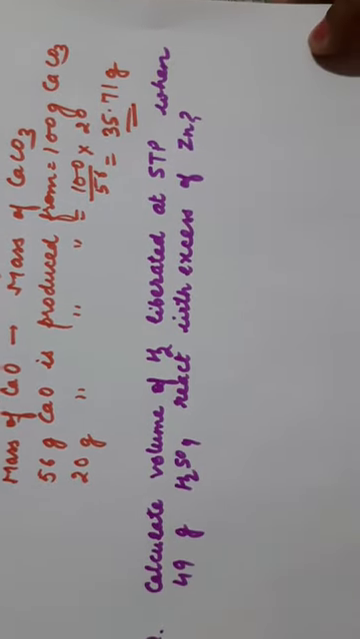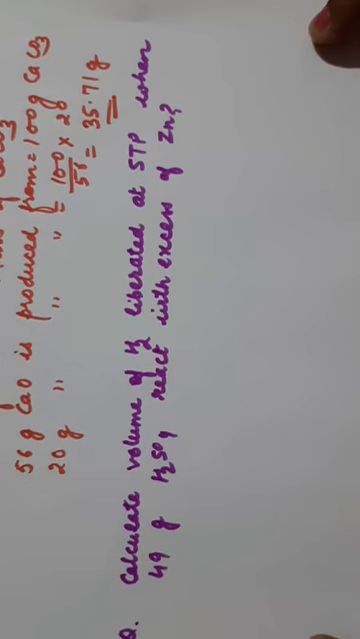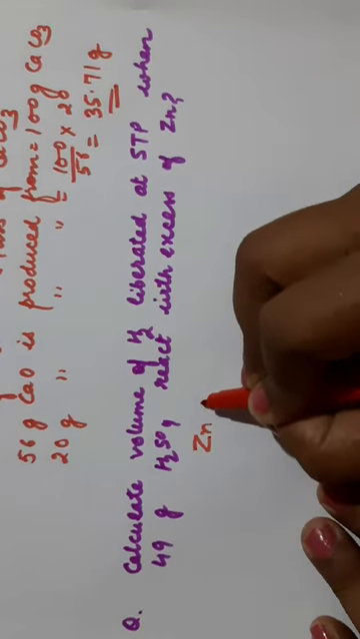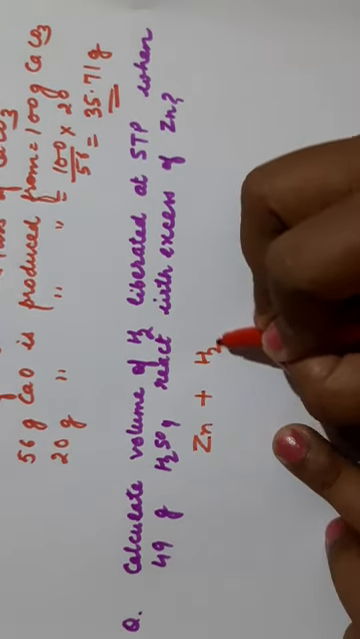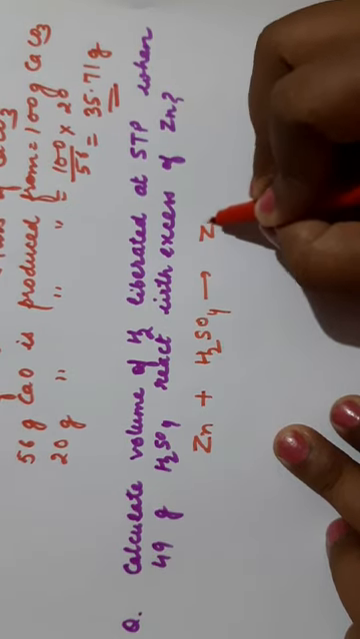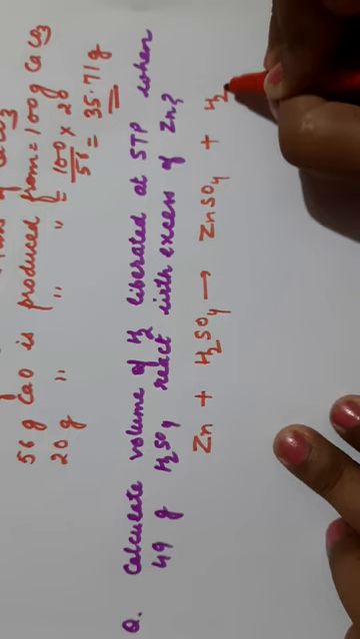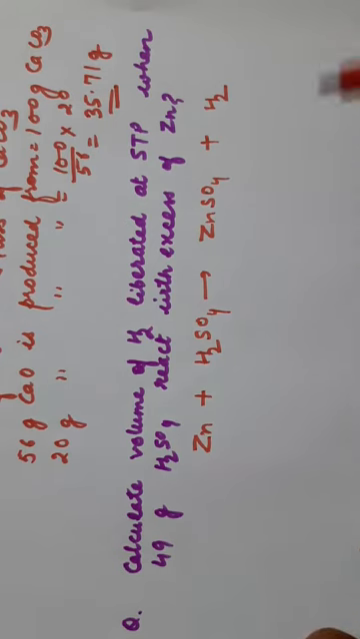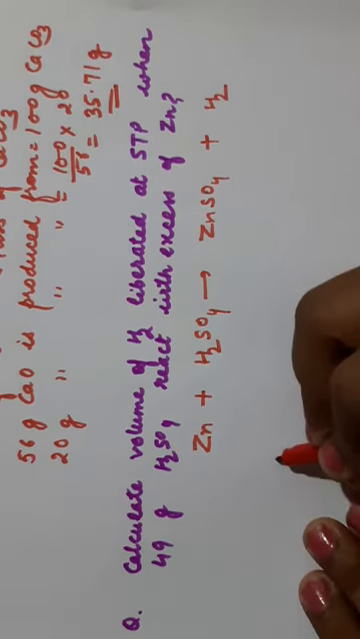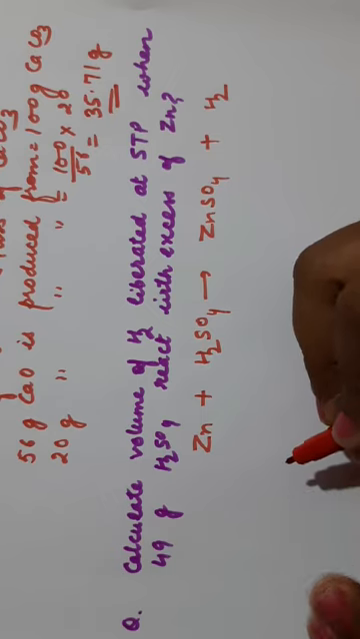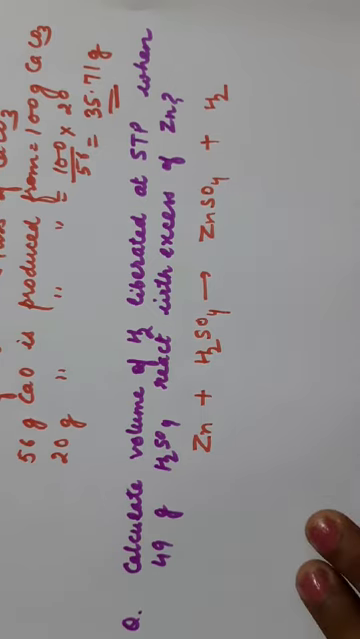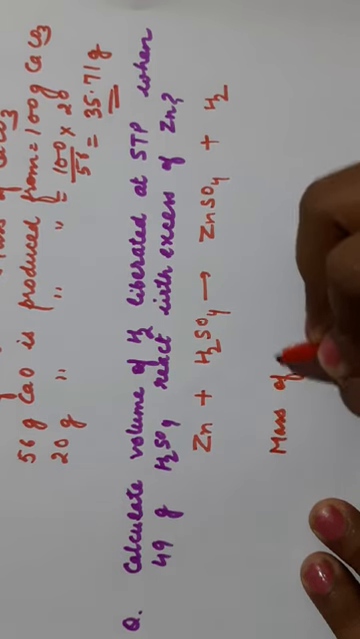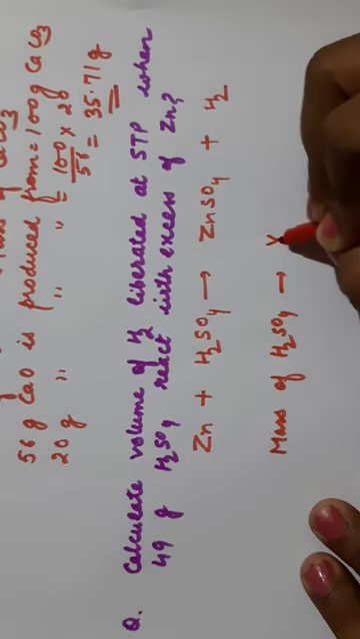Okay. Coming to the next question, calculate volume of hydrogen liberated at STP when 49 gram sulfuric acid reacts with excess of zinc. First we will write the equation. Zinc reacts with H2SO4. It will form ZnSO4 plus H2. Clear? Now this equation is a balanced equation. You can count the number of atoms on each side. Now what we have to do, we have to write the relation between mass of sulfuric acid and volume of hydrogen, and we have to calculate volume of hydrogen.